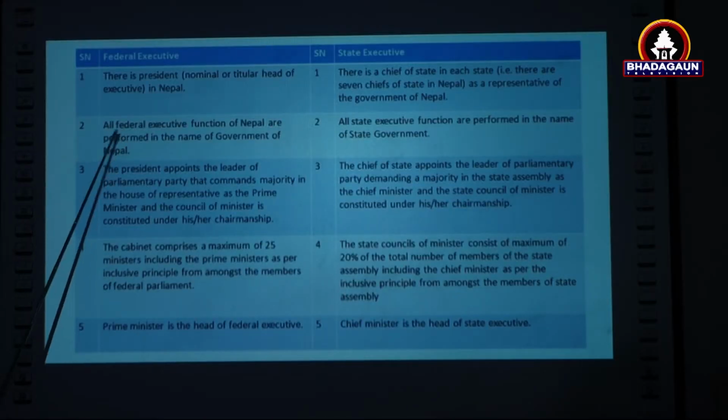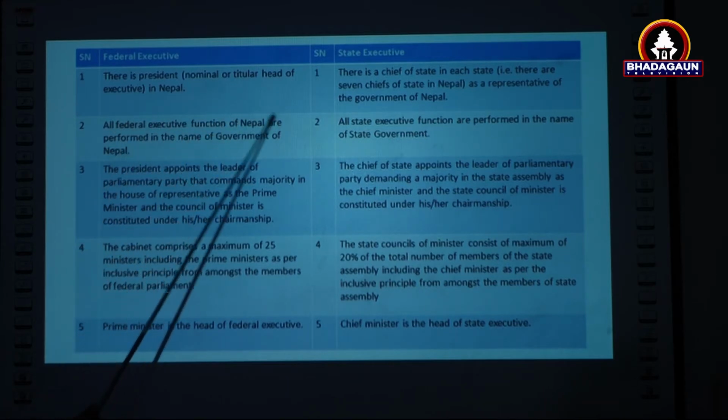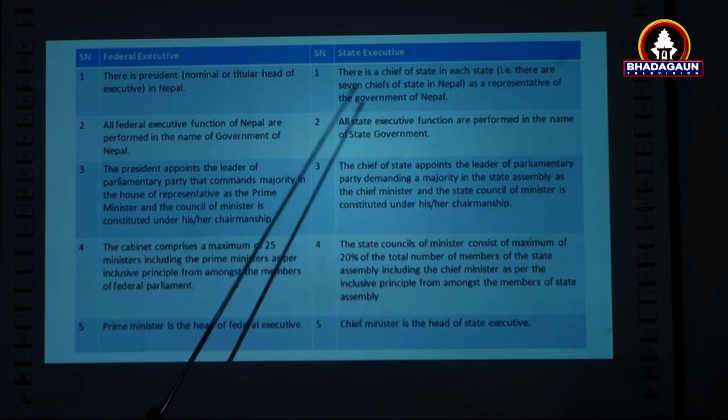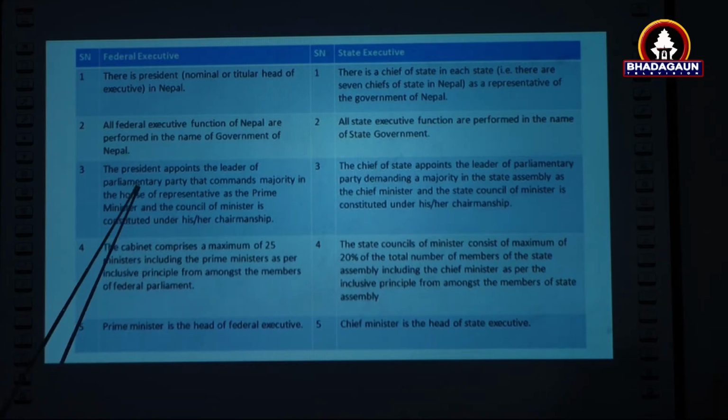And number 2, all federal executive functions of Nepal are performed in the name of the government of Nepal. It means जति पनि सङ्घीय व्यवस्थापिकाको काम हुन्छ सबै नेपाल सरकारको नामबाट हुन्छ. यसरी नै यतापट्टि प्रदेश सरकारको नामबाट काम हुन्छ. भने नम्बर 3 मा the president appoints the leader of the parliamentary party that commands majority in the House of Representatives as the prime minister, and the council of ministers is constituted under his or her chairmanship.